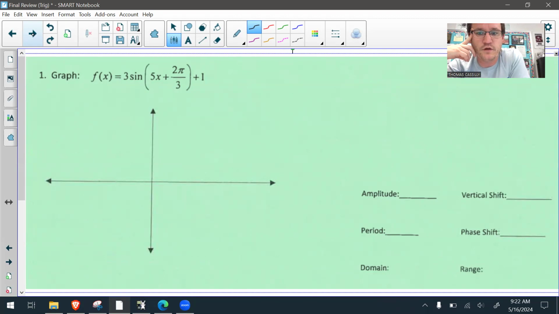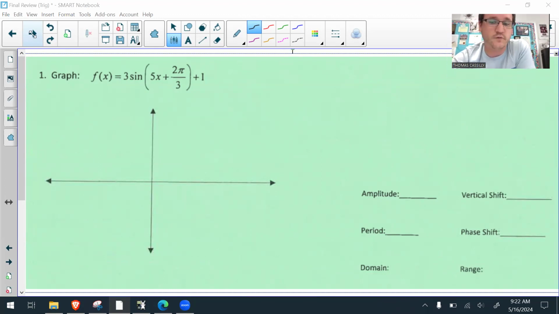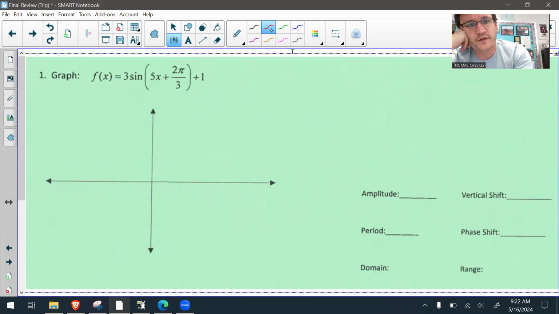All right, so they're asking us to identify the amplitude, vertical shift, period, phase shift, domain, and range. We'll talk about the domain and range after we graph this thing. The first thing I notice here is we have a vertical shift of 1. So we're going to push the entire thing up by 1.